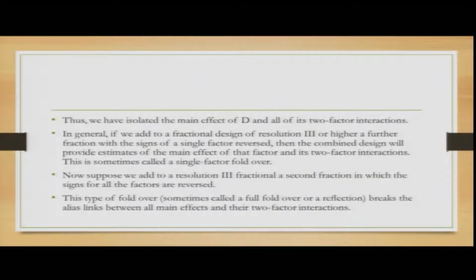Thus, we have isolated the main factor of D and all of its two factor interactions and made the best possible combinations. In general, if we add to a fractional design of resolution 3 or higher, so it can be 3, 4, 5, 6 whatever, a further fraction with the sign of a single factor reversed, then the combined design will provide the estimates of the main effect of that factor and its two factor interactions. So, consider these combinations which I did mention in the last slide, I will again repeat it.